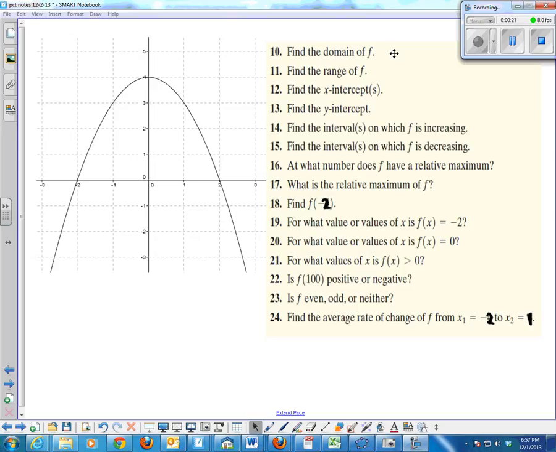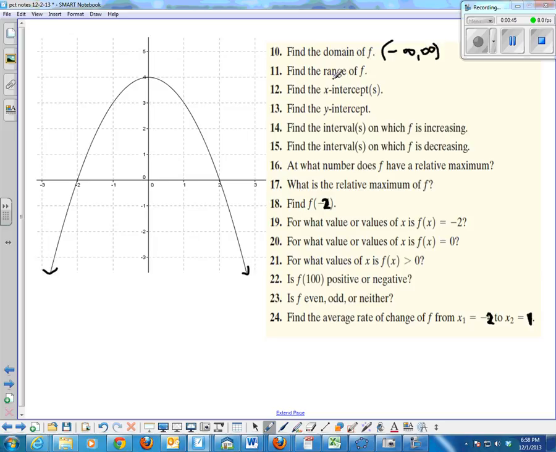The first question is to find the domain of f. The domain is the x values, so we're looking left to right. We're looking left to right, and notice that the allowable x values go from -infinity to infinity. We want to write this in interval notation. So -infinity to infinity with the parentheses.